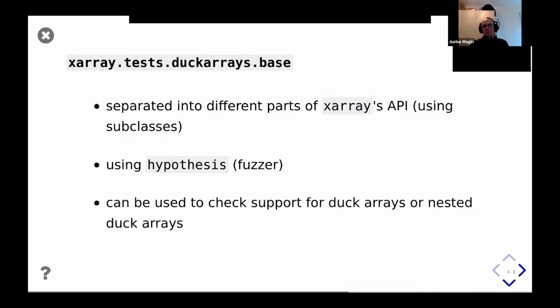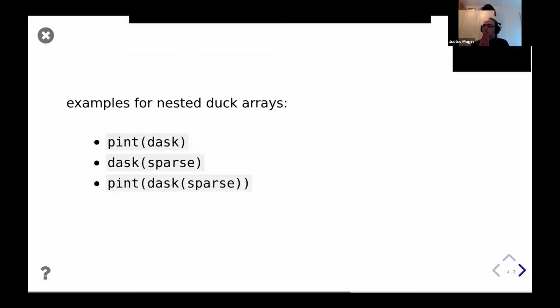And because it's pretty generalized, we can use this to check any duck array or even nested duck arrays. Like there's the possibility to have a CuPy array inside the Dask array, or even something that is nested deeper, like a pint array wrapping a Dask array, wrapping a sparse array. And again, the support status for any of these is unclear because we don't test that yet.